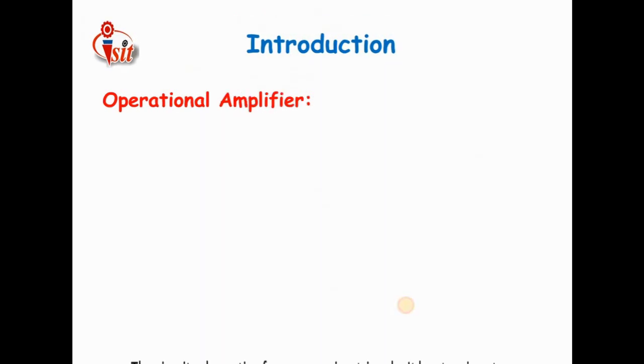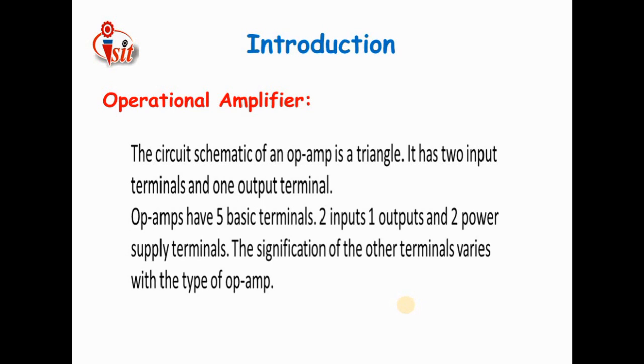Then next, what does the circuit schematic show us? The circuit schematic of an op-amp is a triangular shape. It has 2 input terminals and 1 output terminal. An op-amp has 5 basic terminals: 2 input terminals, 1 output terminal, and 2 power supply terminals. The significance of the other terminals varies with the type of op-amp.